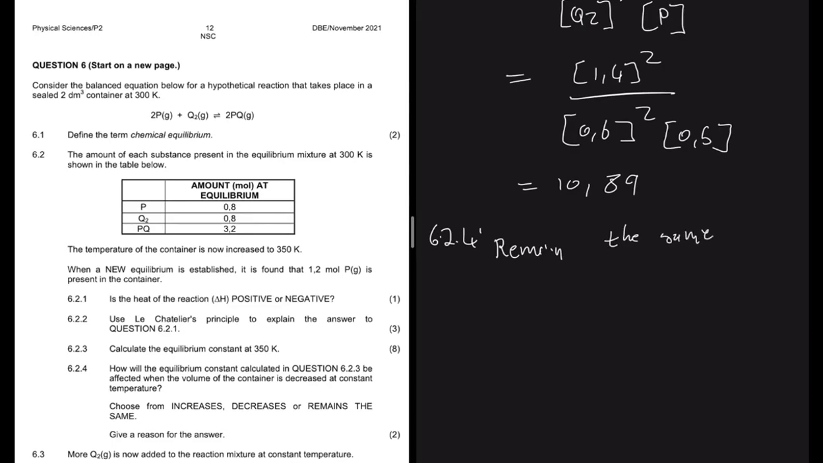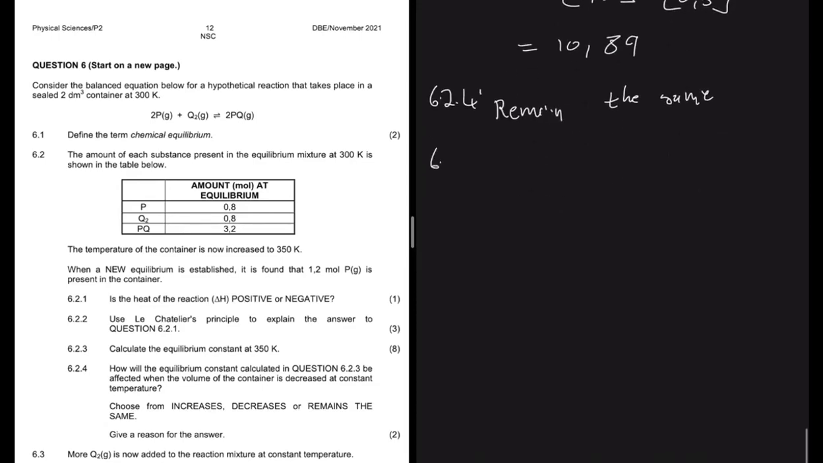It will remain the same because only temperature can change Kc. That's always true. Only temperature can change Kc, because if we increase or decrease the volume, we have done that for both the reactants and the products. So if it slows down the forward reaction, it's also going to slow down the reverse reaction equally. So Kc at the end of the day is going to remain intact. The only thing that affects Kc is the temperature.